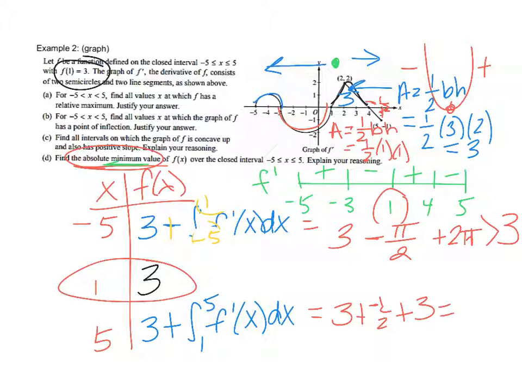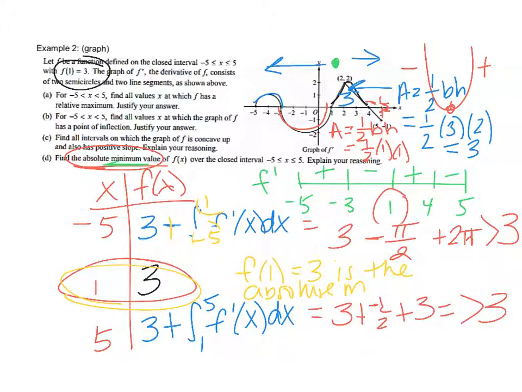And that's also going to be greater than 3. So it doesn't matter what it equals. As long as it's bigger than 3, then I know that that's not the absolute minimum, which means f of 1 is the absolute minimum, which is equal to 3. F of 1 equals 3 is the absolute minimum.